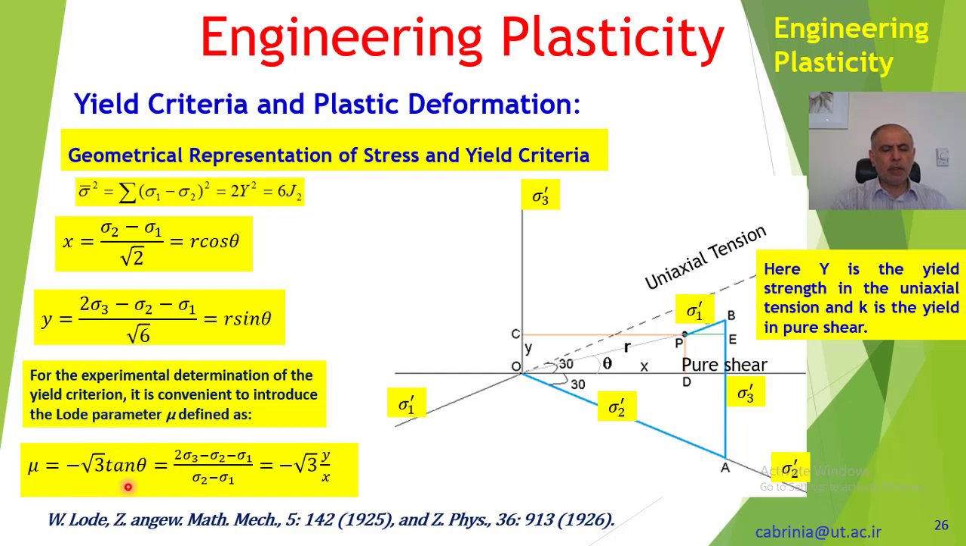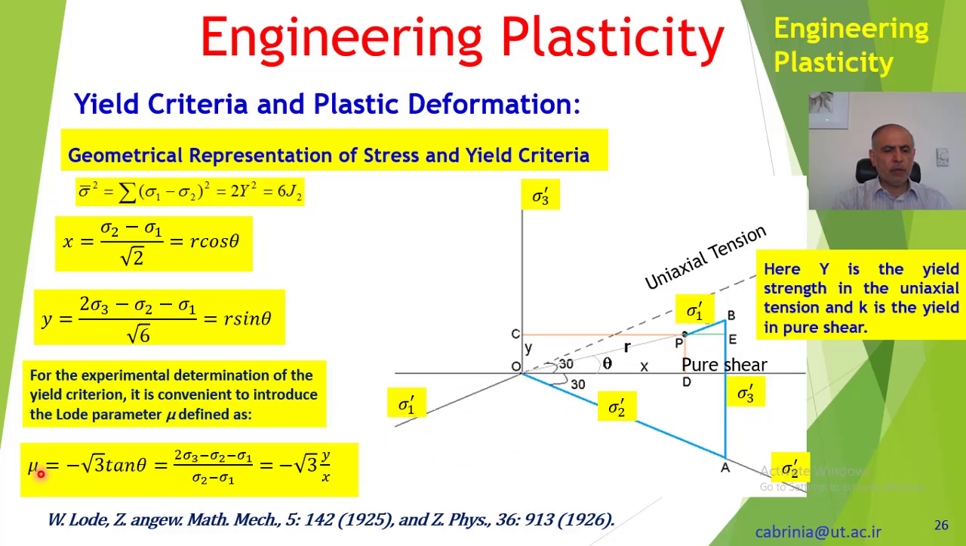So where did he get this parameter? From dividing y by x. If we divide y by x and then times root 3, we get this. This is the numerator here, and the denominator here we have the numerator of x. So it's y divided by x times root 3 times minus 1. We get this relationship, which is very interesting.